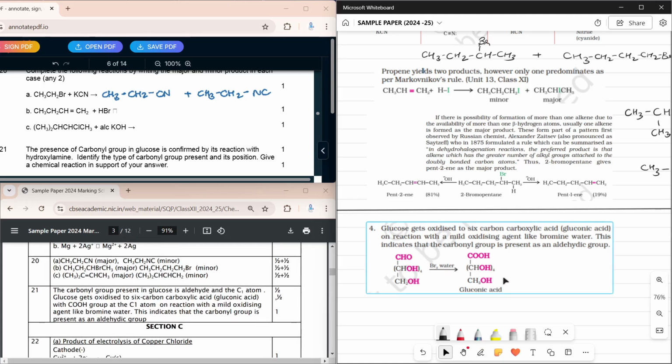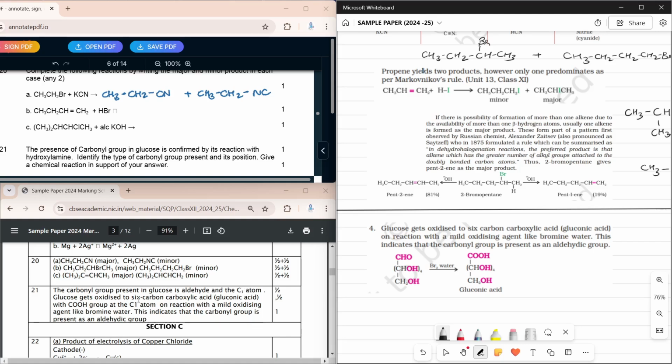This is again directly from your textbook. I was able to obtain it from the structure of glucose. So glucose gets oxidized to 6-carbon carboxylic acid, gluconic acid on reaction with mild oxidizing agent like bromine water. This indicates that the carbonyl group which is present is an aldehydic group. So the answer given in the marking scheme is the carbonyl group present in glucose is aldehyde and at the C1 atom.